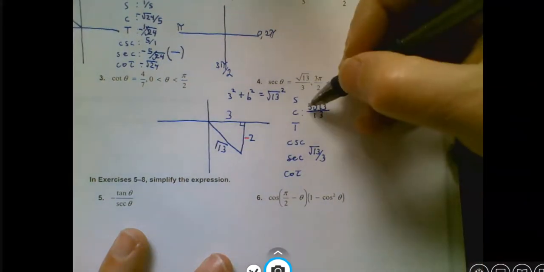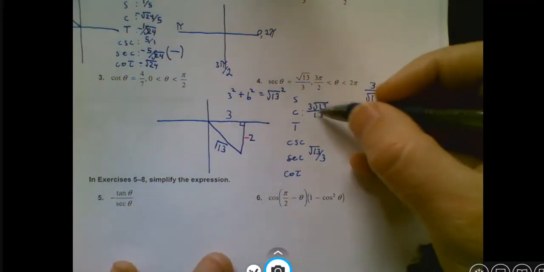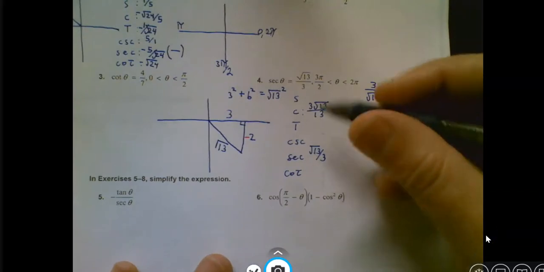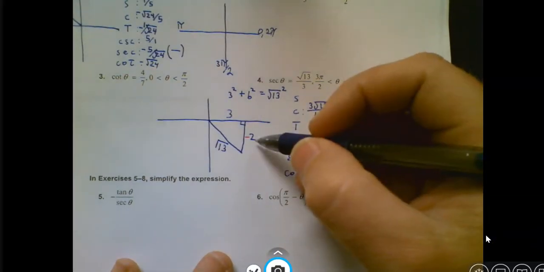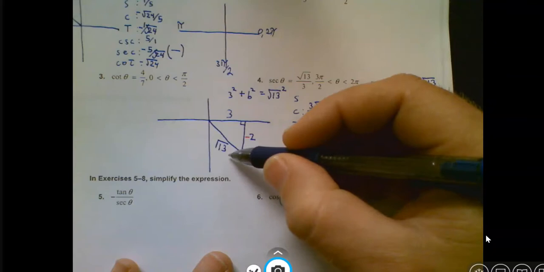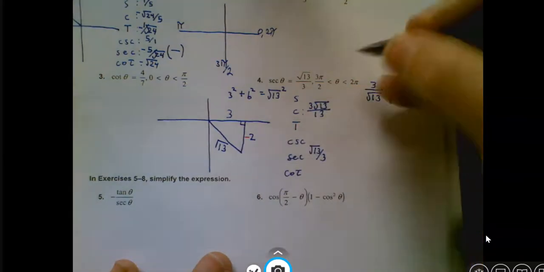If you can ever reduce these two, you're allowed to do that, and that's always a good thing to do. Obviously, we cannot in this case, nor can I simplify the square root of 13, so I'm going to have to leave it like that. So we got 2 out of the 6. Let's come up with the other ones. Sine we know is opposite over hypotenuse, so negative 2 over rad 13.